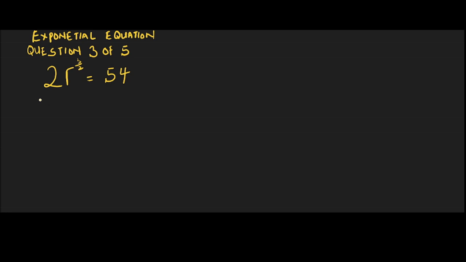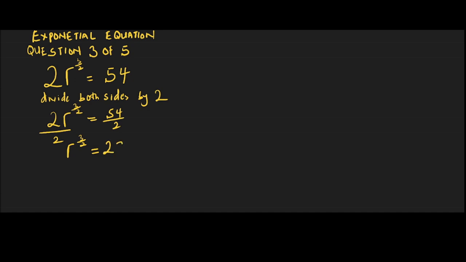In that case, we divide both sides by 2. So we have 2r raised to power 3 over 2 is equal to 54, all over 2. 2 will cancel out 2 here. We are left with r raised to power 3 over 2 equals 27.